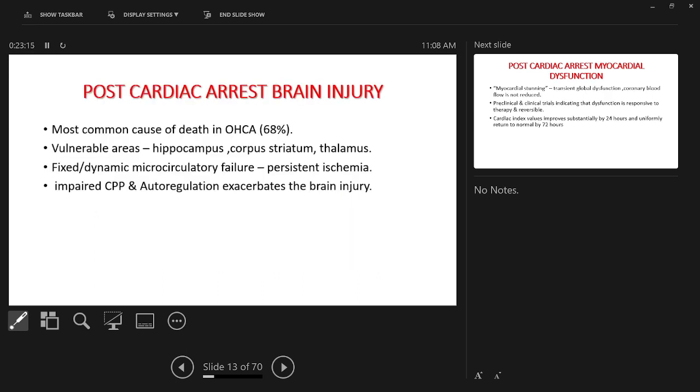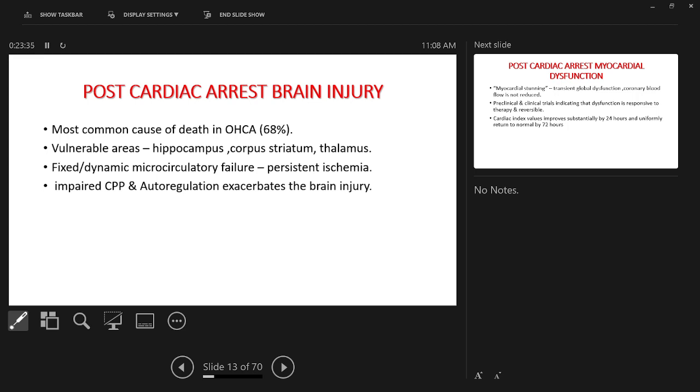Then what is post-cardiac arrest brain injury? This is the most common cause of death in out-of-hospital cardiac arrest. Around 68% of patients with out-of-hospital cardiac arrest who die, die because of this post-cardiac arrest brain injury. And the most vulnerable sites of the brain are the hippocampus, corpus striatum, and the thalamus.